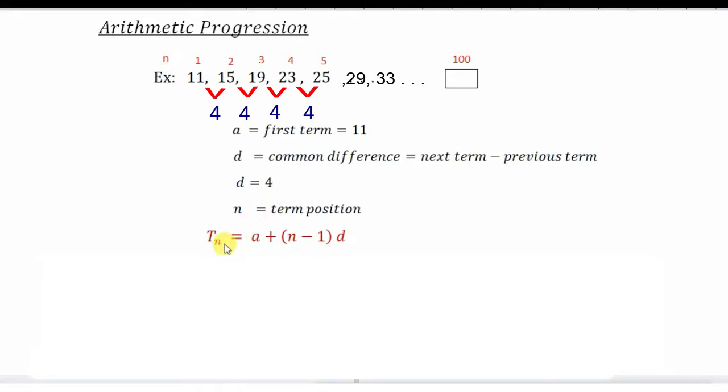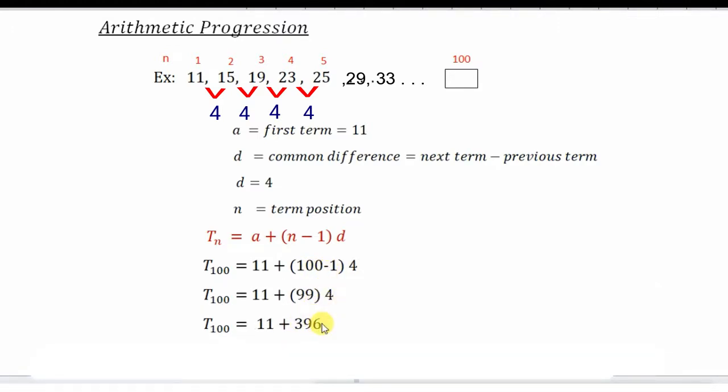So let us use the formula and find the 100th term of the sequence. Tn equals A plus (n minus 1) times D. We have to find the 100th term, isn't it? As I told you, n is 100. So n is 100, A is 11, n minus 1 is 100 minus 1, and D is 4. So 100 minus 1 is 99. 99 times 4 is 396, plus 11 equals 407. So the 100th term of this sequence will be 407. That's how you find it. Let us take some more examples.